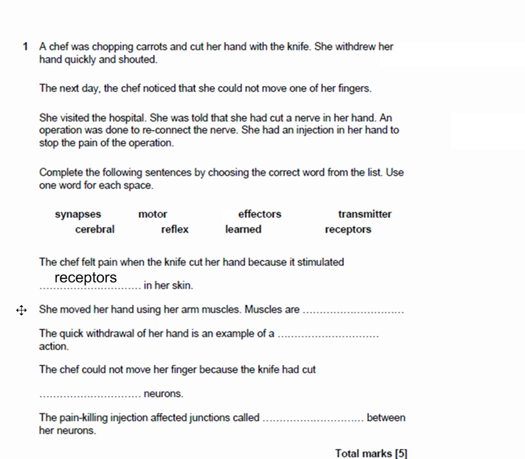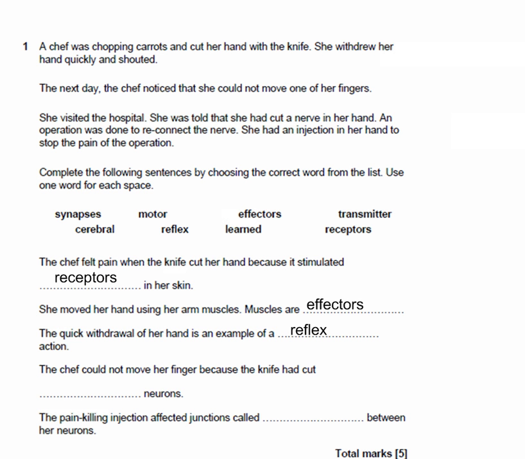Next part, she moved her hand using her arm muscle. Muscles in this case are the effectors. So they have an effect on your body. They affect what your body does. The quick withdrawal of her hand is an example of a something action. The action that we're looking for is the reflex action, and we've looked at lots of examples of different reflex actions in humans and other animals.